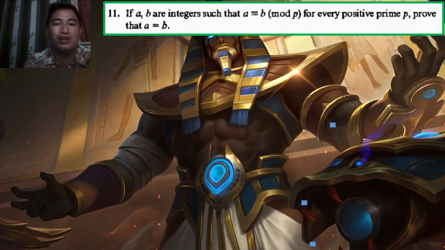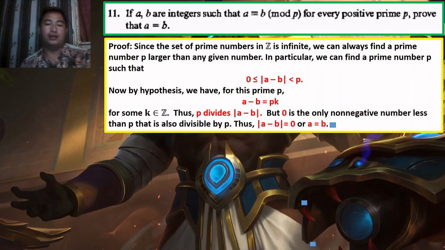Okay, next class, number 11. If A, B are integers such that A is congruent to B mod P for every positive prime P, prove that A is equal to B. Okay, class. Before anything else.